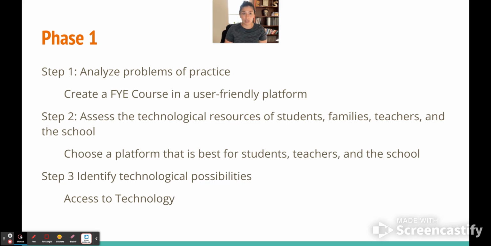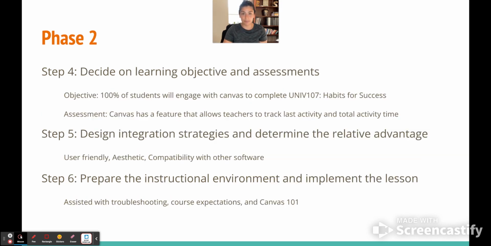Step three, we need to identify technological possibilities. So make sure that you think about what could go wrong. Many times we don't think about what could go wrong. In my situation, it was access to technology. I needed to make sure all students had access to technology. I know it sounds crazy. They're college students, they should have access, but we still have students who do not. So we had to figure that out before we actually integrated Canvas as the LMS.